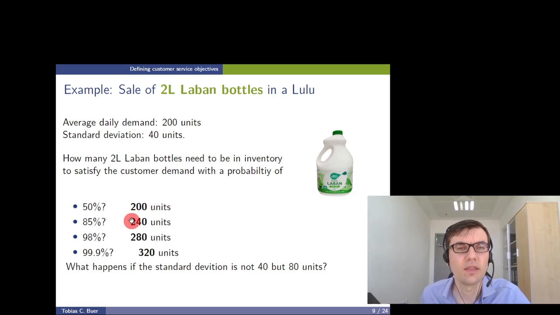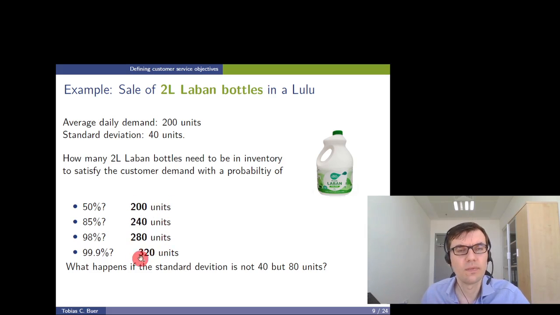To satisfy the customer demand in 85%, we take the average plus 1 standard deviation. So 200 plus 40 equals 240 units. For 98%, we go for average plus 2 standard deviations, so 200 plus 2 times 40, and a 99.9% service level is achieved if we go for 3 standard deviations, 200 plus 3 times 40 units.